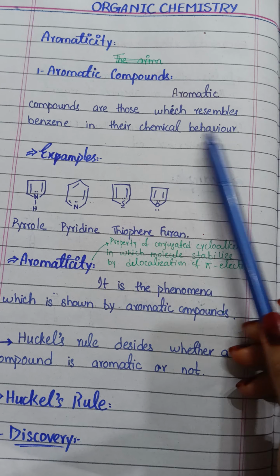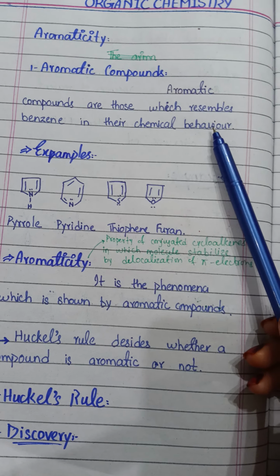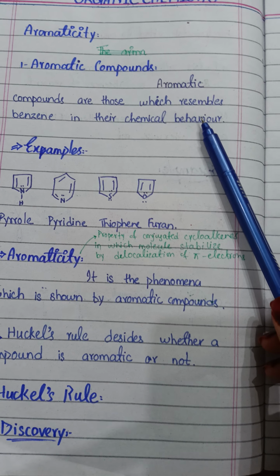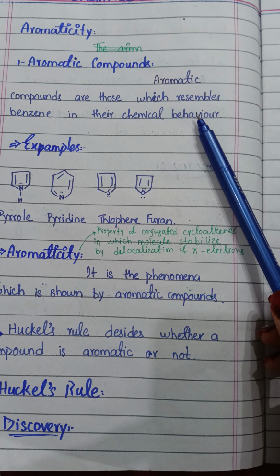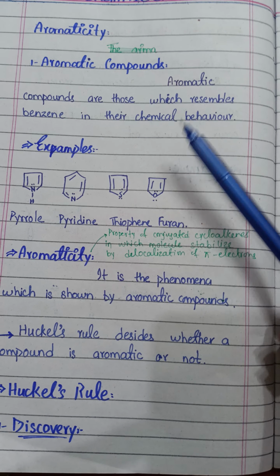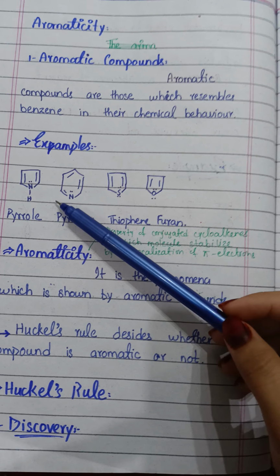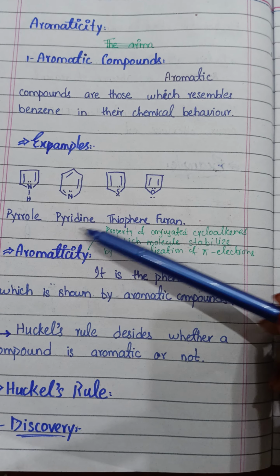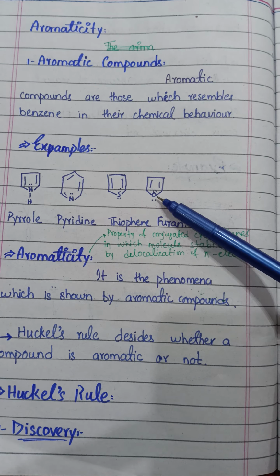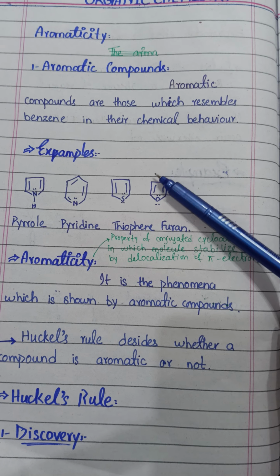Aromatic compounds are those which resemble benzene in their chemical behavior. It means that these compounds are almost derivatives of benzene, and they always have a cyclic structure. So we consider that they are similar to benzene in their chemical behavior. For example, we have pyrrole, pyrimidine, thiophene, and furan. You can see all these structures are in circular form, so they are considered aromatic compounds.